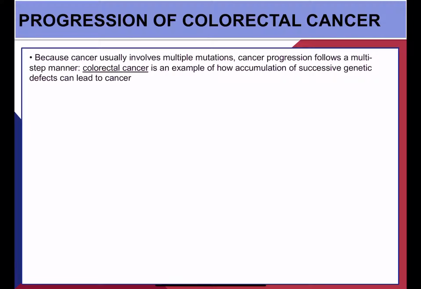And hence colorectal cancer is an excellent example of how accumulation of successive genetic defects can lead to cancer, sort of putting the clonal evolution we talked about into a specific cancer example, such as colorectal cancer. So we will follow the steps of progression from an initial benign lump of tissue to becoming a mass of cancer cells.